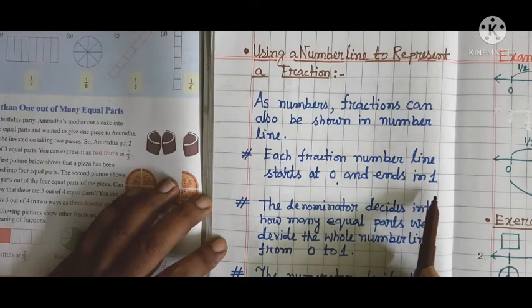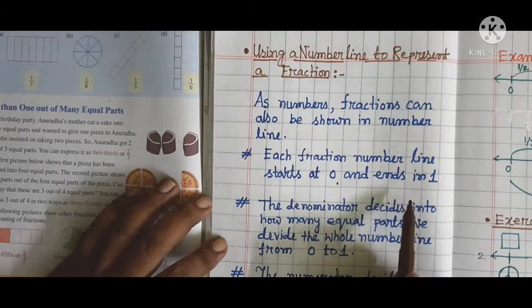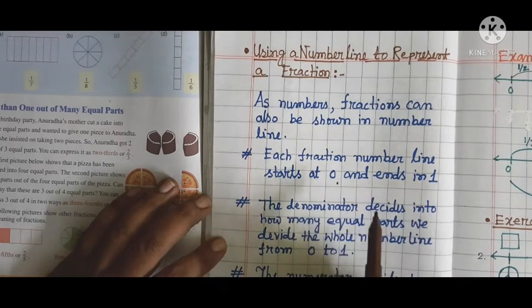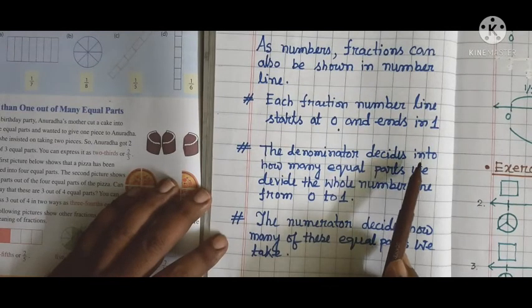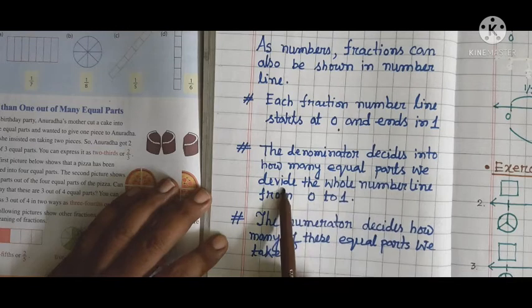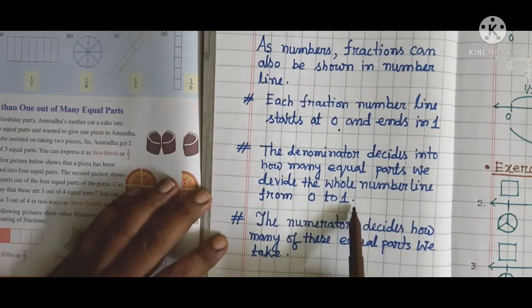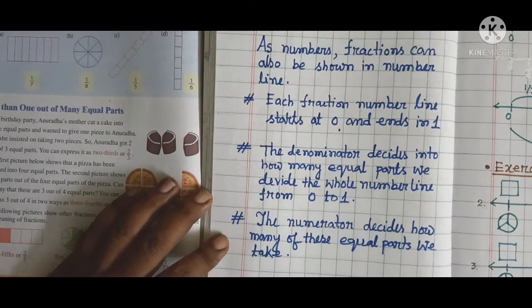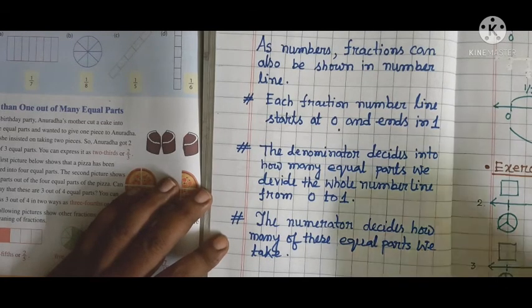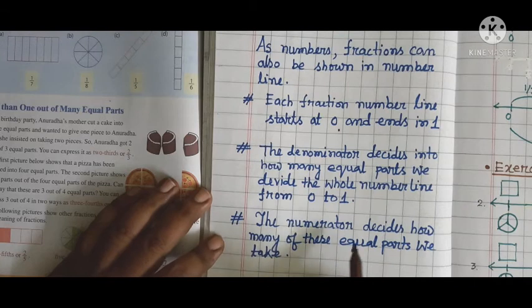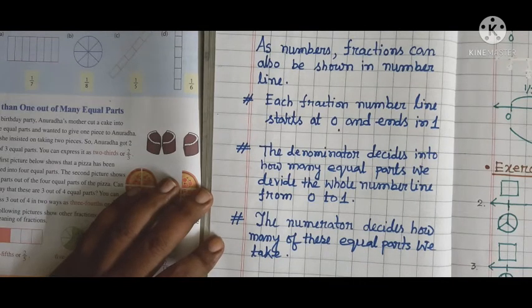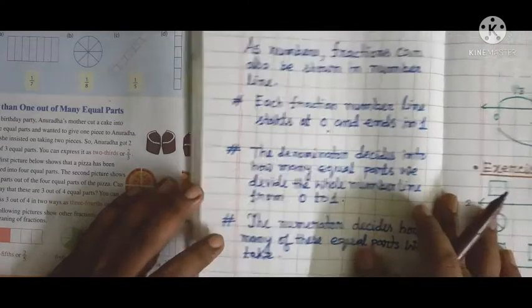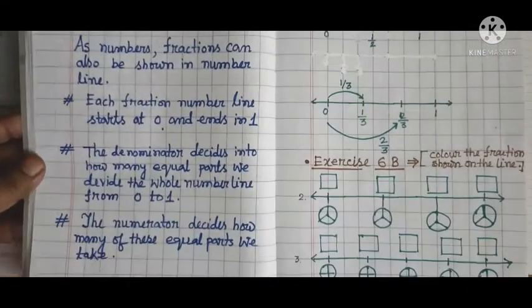Each fraction number line starts at 0 and ends at 1. This is important. Then the denominator decides into how many equal parts we divide the whole number line from 0 to 1. And the numerator decides how many of these equal parts we take. Okay, now our concept will be clear if we see some examples.